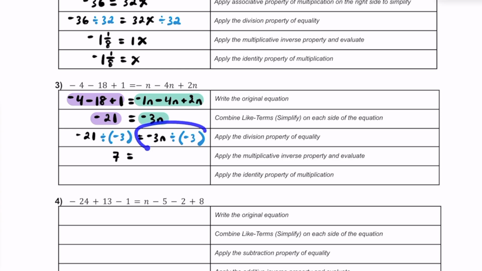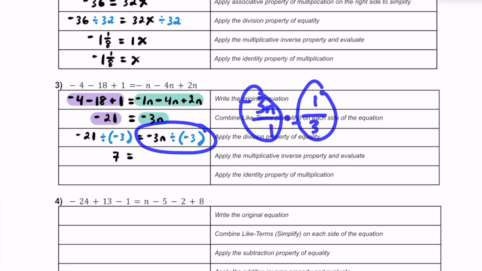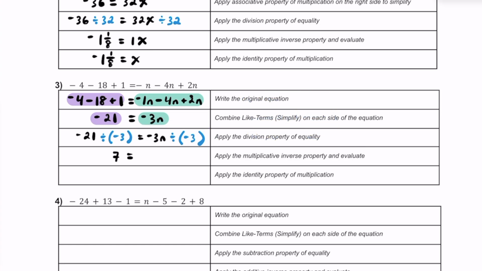And on the right side, hopefully this is getting a little bit more fluent for you, but -3n is -3n over 1. Divided by -3 is the same thing as times -1 over 3. Again, these are multiplicative inverses of each other. Ignore the n for a moment. You can use the commutative property and change the order of multiplication. But the -1 over 3 times -3 over 1 just gets you 1. So we have 1n. And then using the identity property of multiplication, we can say n equals 7.